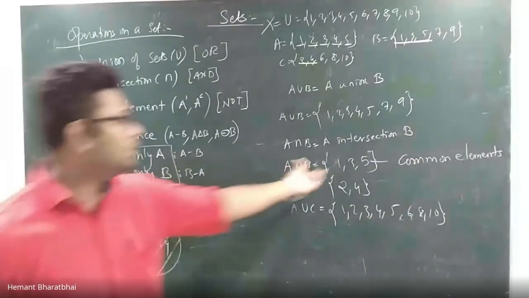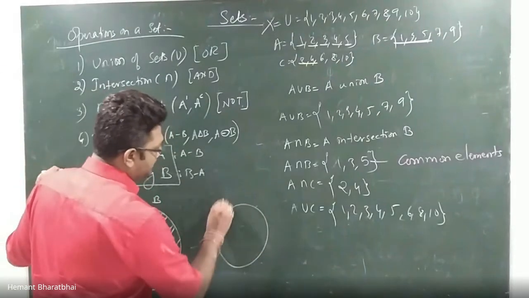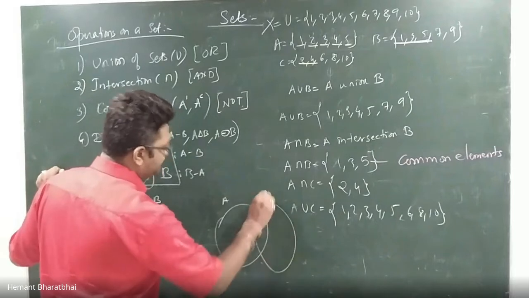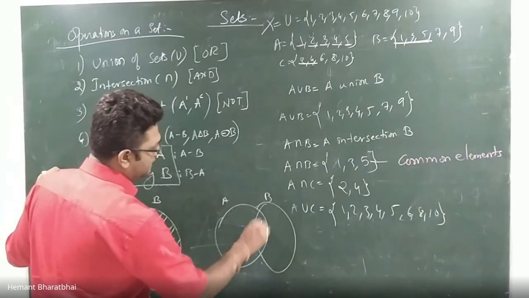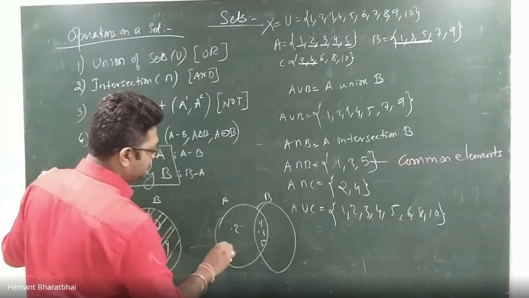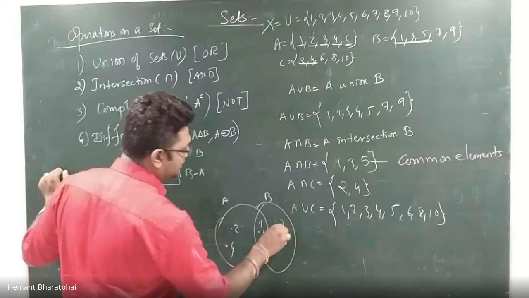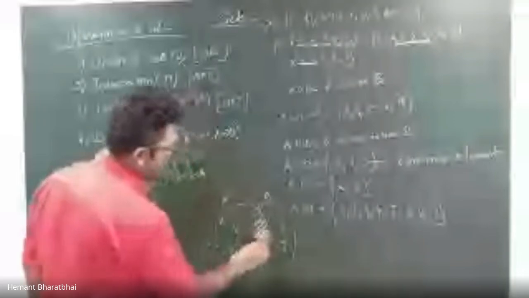Let's see what will be the Venn diagram of A intersection B. So set A, set B, 1, 3, and 5 are common. Then apart from there, this is 2 and here is 4 and here there is 7 and there is 9. So this is common. This common element is nothing but A intersection B. Yellow shaded portion indicates A intersection B.